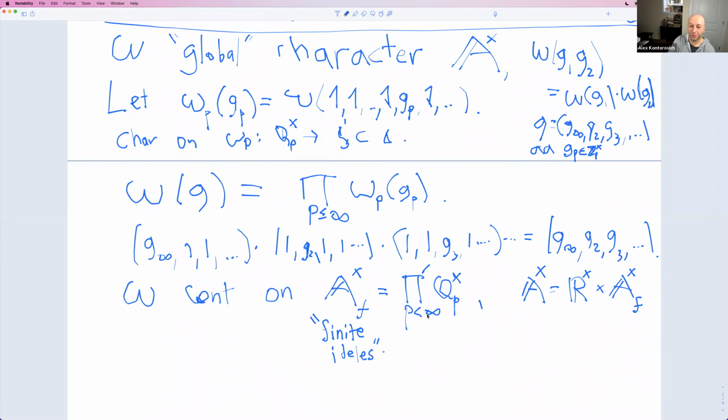So it's continuous on this, which means that now this is a totally disconnected space. This is totally disconnected.